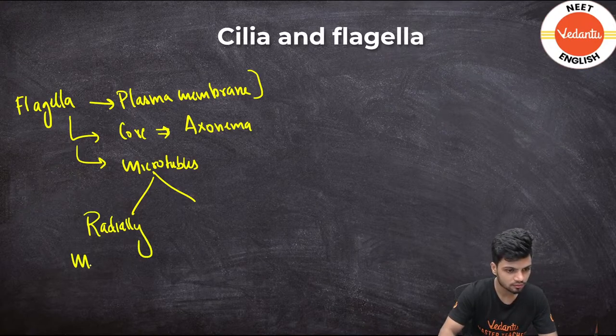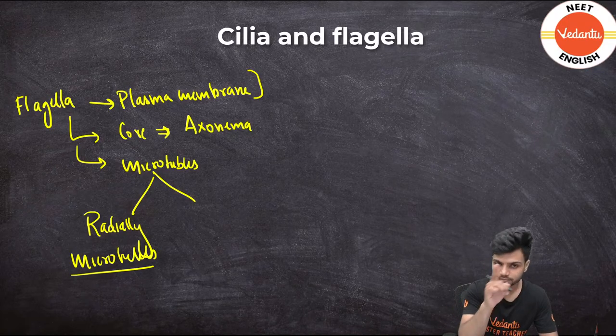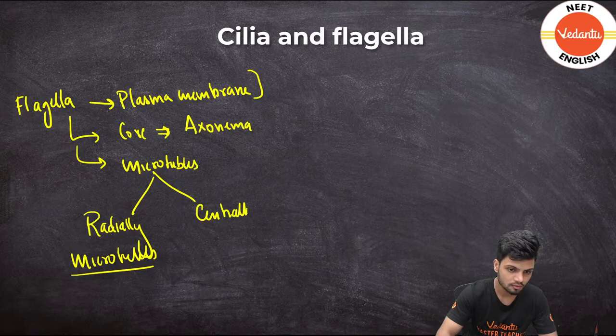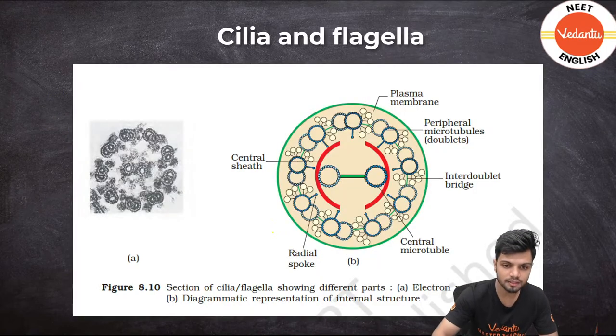called peripheral microtubules, which are present on the outside, and then we have the central microtubules. Look at the diagram here, you'll understand better.